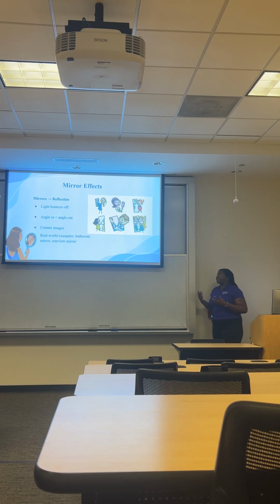So now we have the effects of a mirror. A mirror is a reflection. This is how light bounces off. It has angles in and then angles out. It creates images, and an example of this is a bathroom mirror or a rearview car mirror, okay?